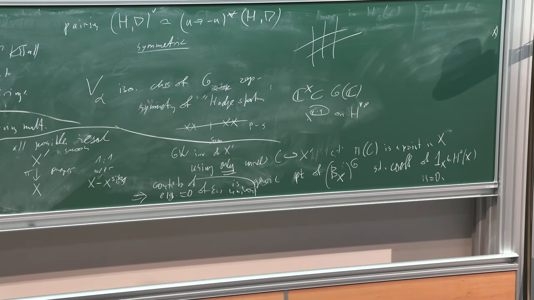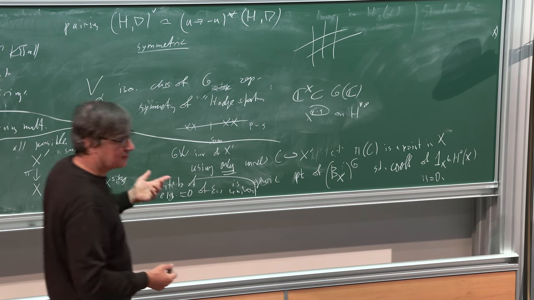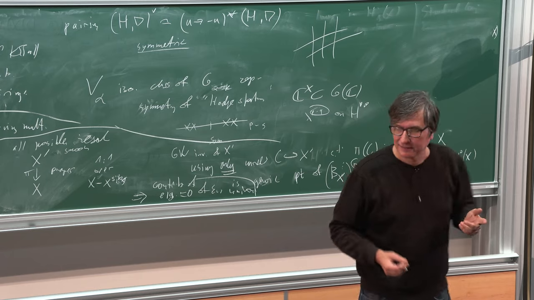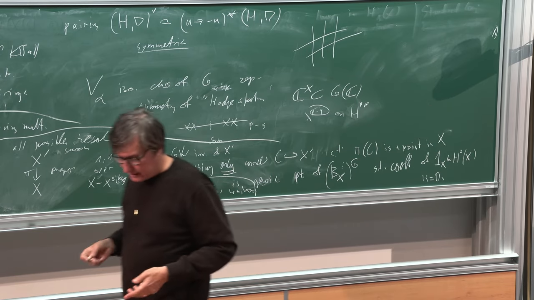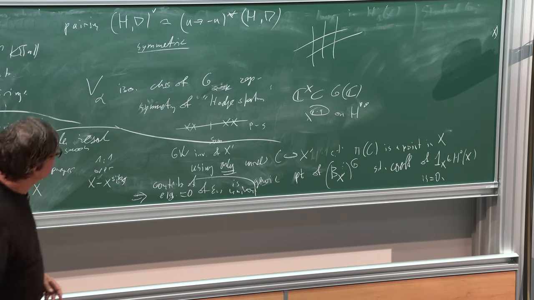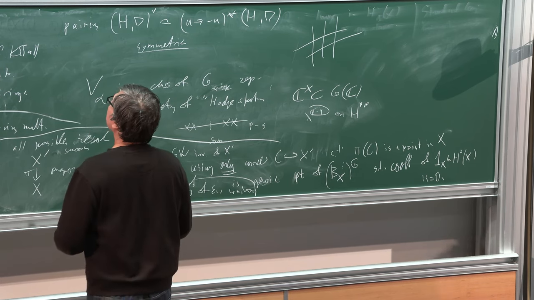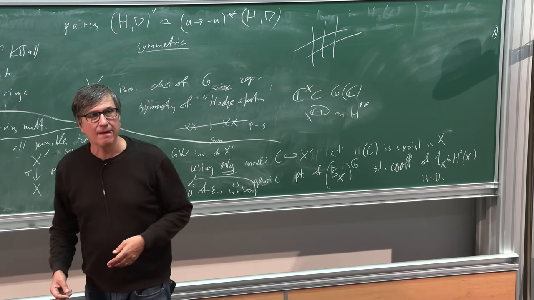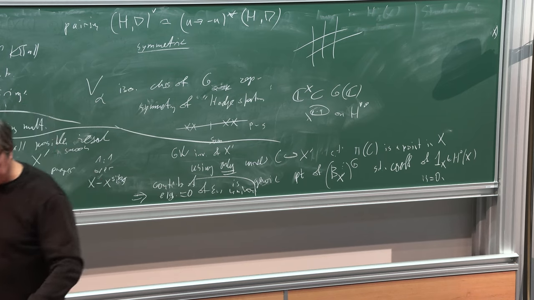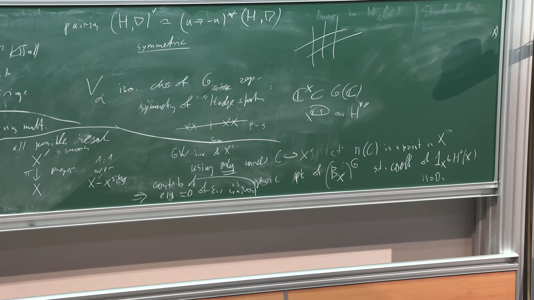There's no product structure. You get a quantum product, but it depends on the point on the Frobenius manifold. You don't have a product structure, you don't even get a Z grading. But still you get something with Poincaré duality. Okay. And here X is projective. It's another kind of worms.